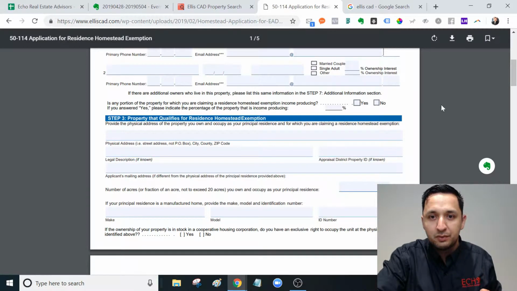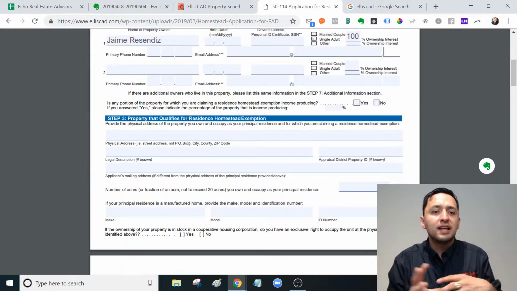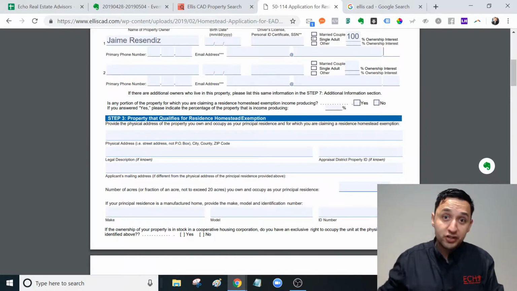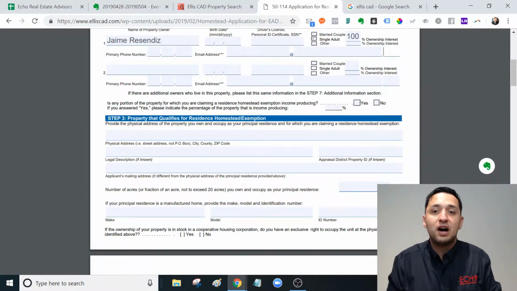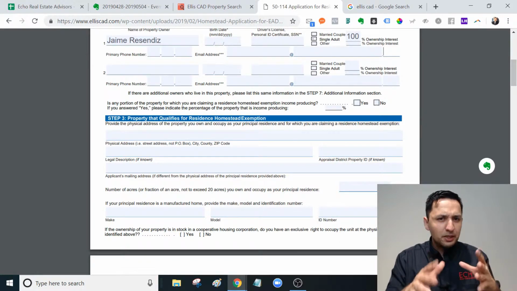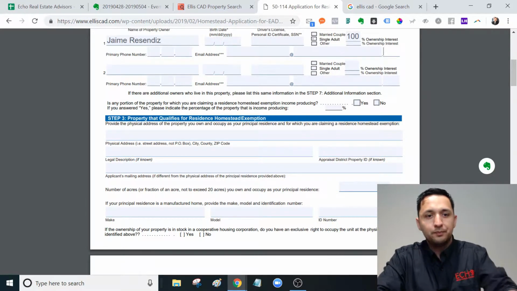Step 7, additional information. Okay, before we get there, I'm going to go ahead and call it out. If this is somebody outside of your spouse, if somebody else owns it with a different ownership interest, that person as well will need to file for a homestead exemption to have their application approved for their ownership interest. It gets a little bit confusing, but I suspect that's what step 7 will be telling you.